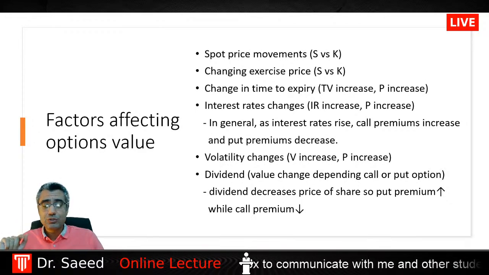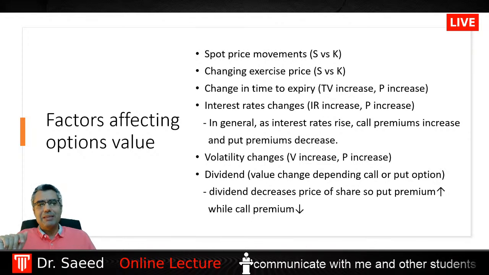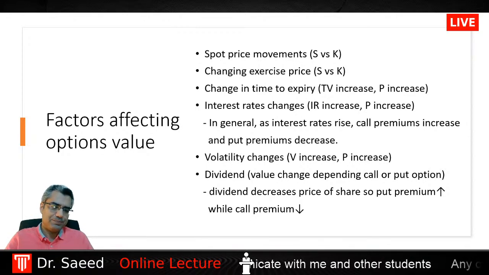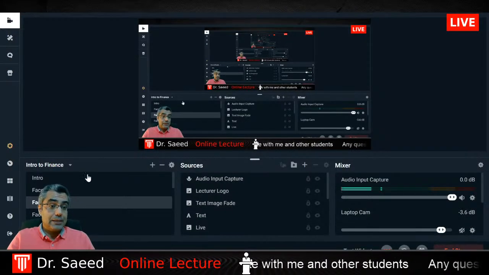Number 4, interest rate changes. Why may interest rate impact the price of options? Okay, I give you one example. Let me go back here. Suppose that there is a stock that is traded at 100 ringgit per share, right? If you want to buy 100 shares, in this case, you have to pay 10,000 ringgit, right?